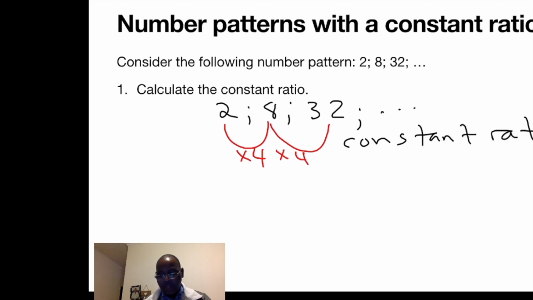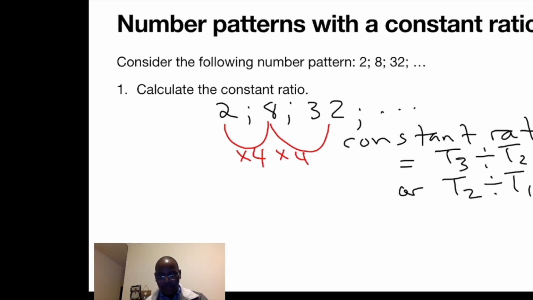Our constant ratio of 4 can be found by dividing, say, T3 by T2. If you do that, that will give you 32 divided by 8, which is actually equal to 4. Or you can take T2 and divide it by T1. You will get the same answer. So to answer this question here, the constant ratio is equal to 4 because that is what we get if we do the division there.